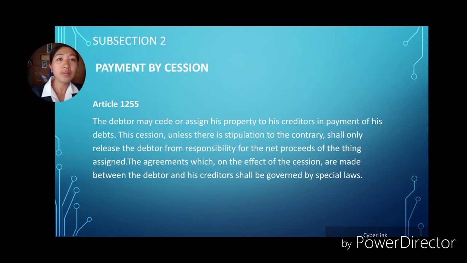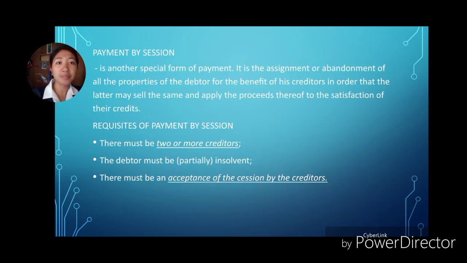For subsection 2, payment by cession, under Article 1255, the debtor may cede or assign his property to his creditors in payment of his debts. This cession, unless there is a stipulation to the contrary, shall only release the debtor from responsibility for the net proceeds of the thing assigned. The agreements which, on the effect of the cession, are made between the debtor and his creditors shall be governed by special laws.